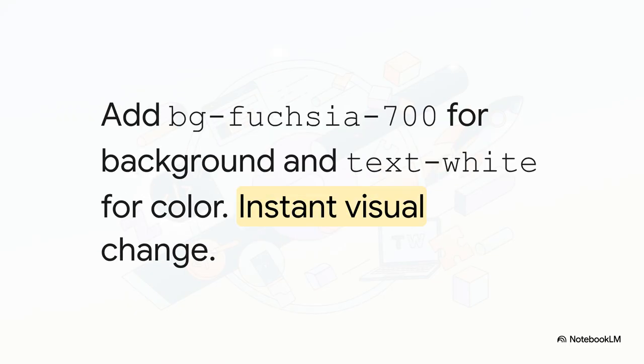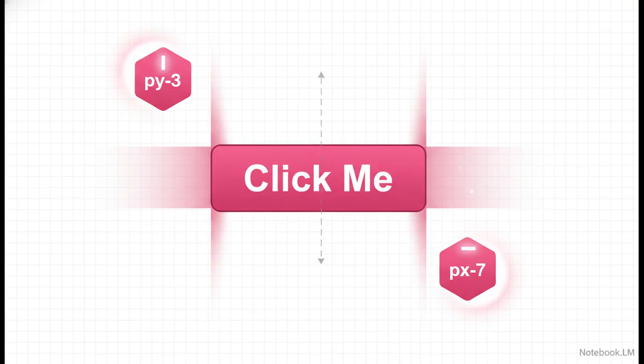All right, let's add two classes. First, bg-fuchsia-700 for a background color, and then text-white. And boom, instantly we have a visual element. I didn't switch files, didn't write any selectors, just a direct, immediate result. It looks a little cramped though. It needs some breathing room.